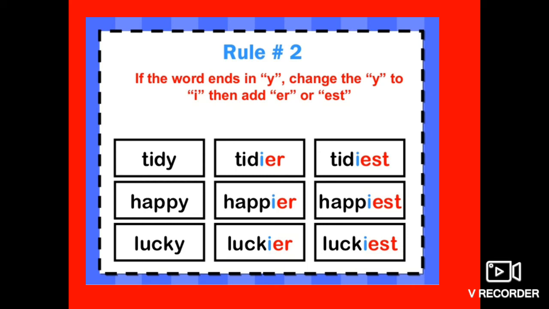Tidy word ends with consonant y. So according to the rule, you will have to exclude y and add i. So the spelling of tidier is tidier. And tidiest is tidiest. Same is the case with happy also. It also ends with the consonant y. And lucky. In lucky also, it ends with consonant y.